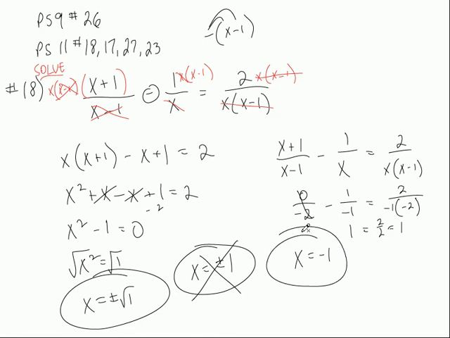And they even give you a hint. Look at it on number 18. Do you see it? It even says hint. It says check solutions, all right? So that's why they did that, because x cannot equal positive 1.